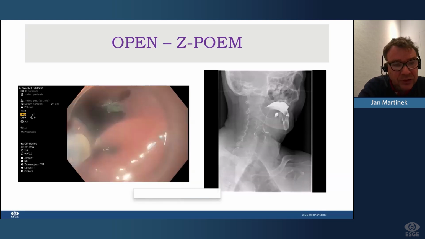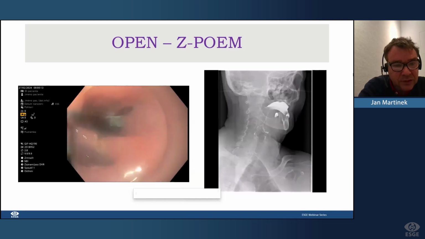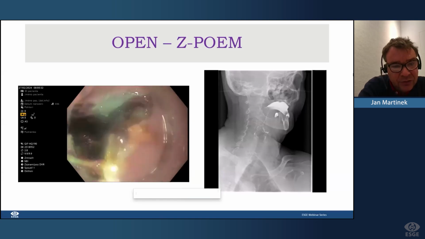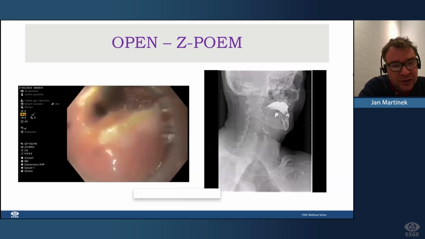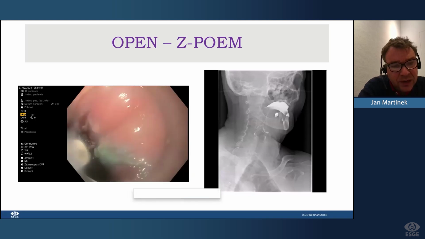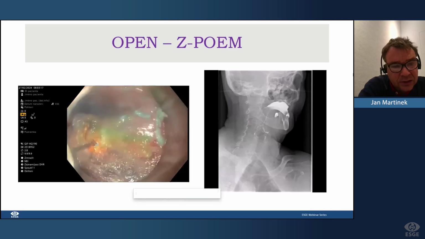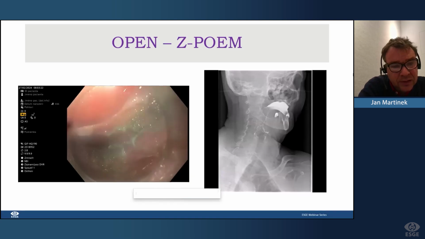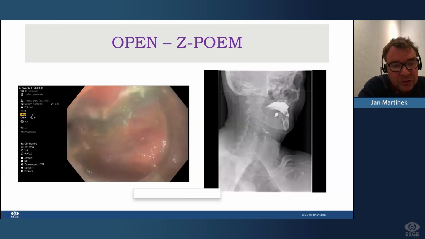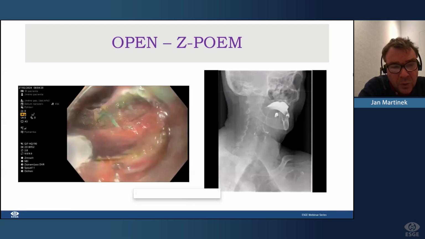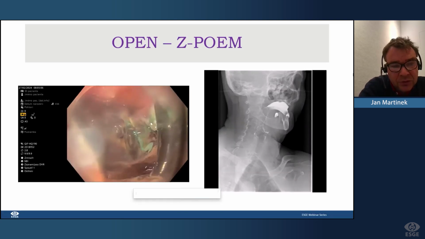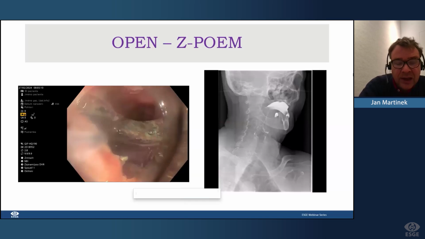So we cut the mucosa. But in contrast to standard ZPOM, after cutting the mucosa, this is the diverticular side, and on the other side is the esophageal part, still cutting the muscle a little bit more and mucosa. And at the end, we don't use clips, we don't close the wound, we leave it as it is. We just put the hemostatic gel, and that is it.